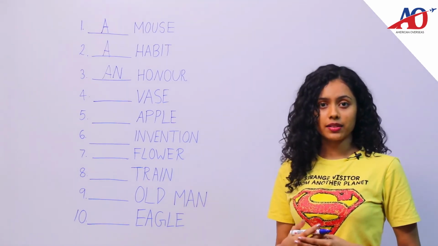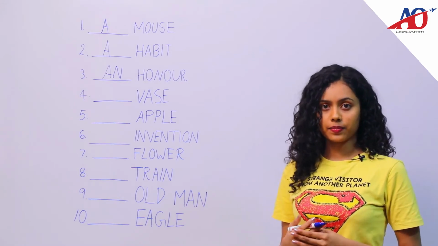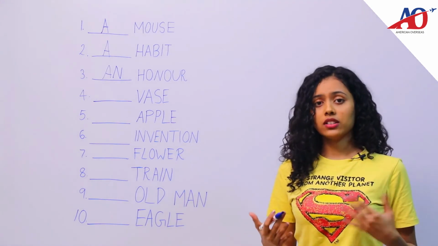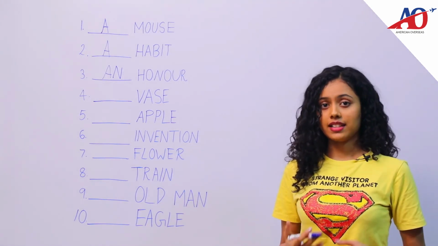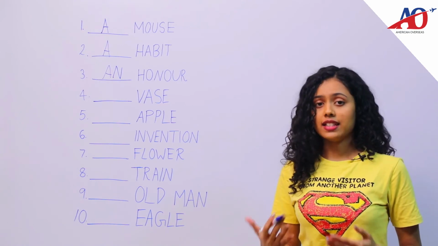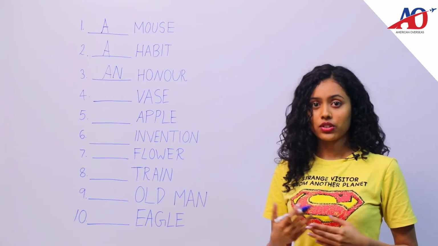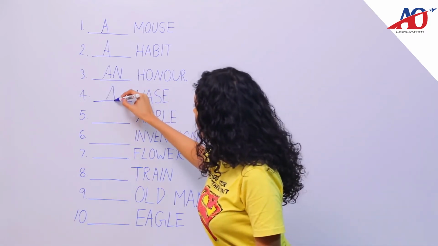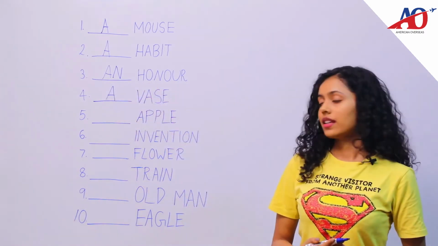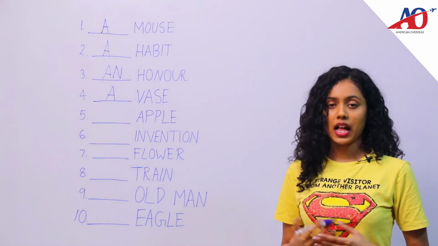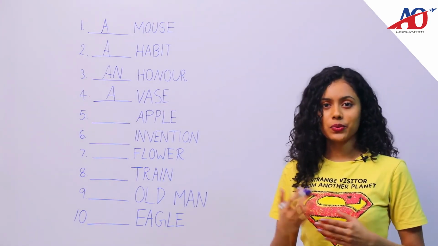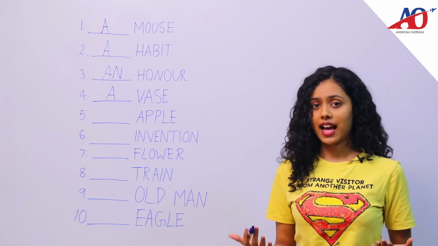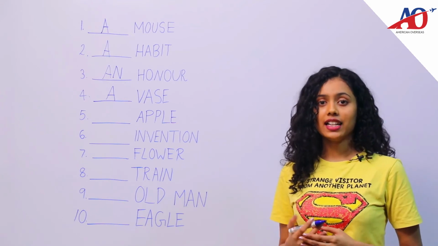Moving to the next word, it is vase. Now vase, is it a vowel sound or is it a consonant sound? It says vase. So V is definitely a consonant sound. So we would say a vase. The fifth one is quite easy. Apple. This is the first word we started this video with. So is it a apple or is it an apple? It's definitely an apple.